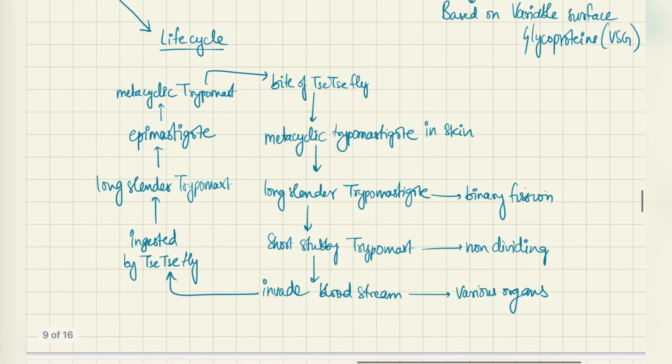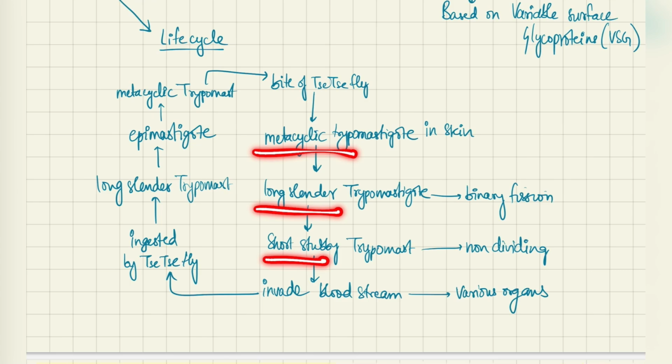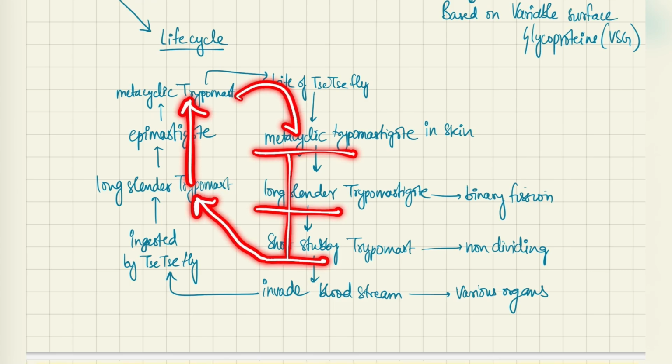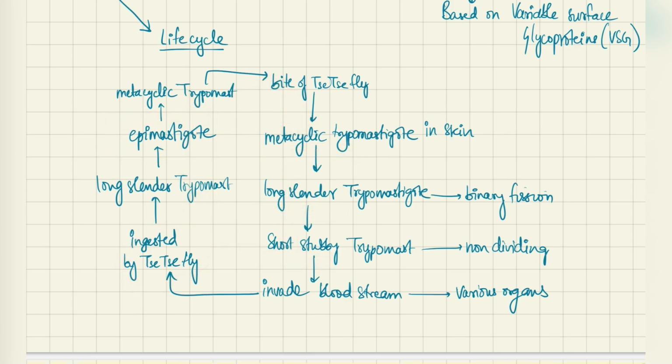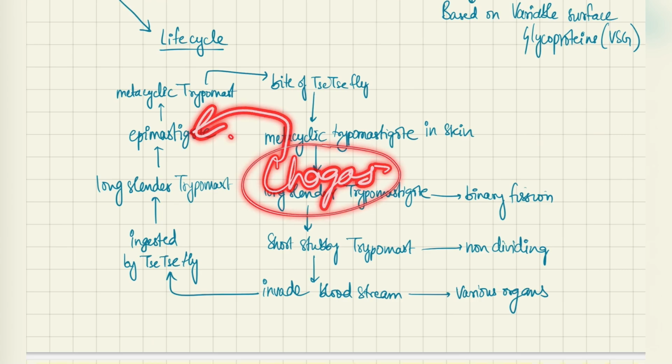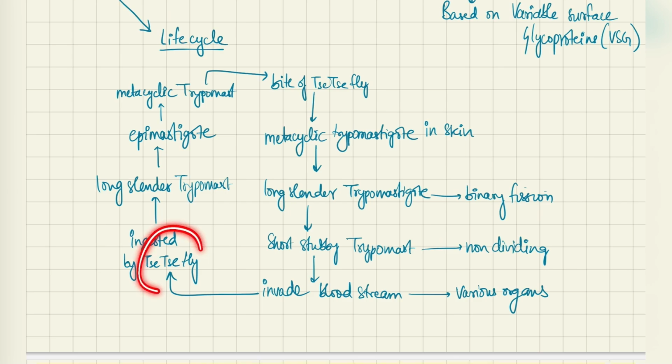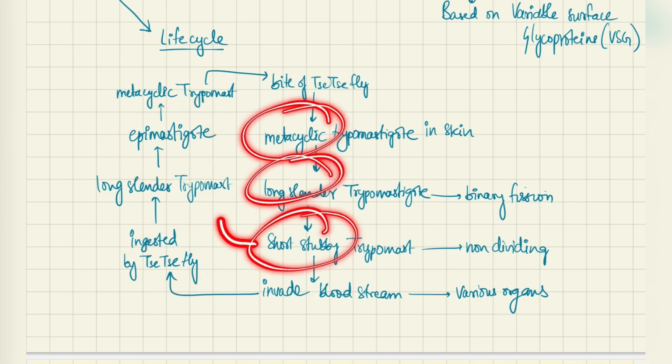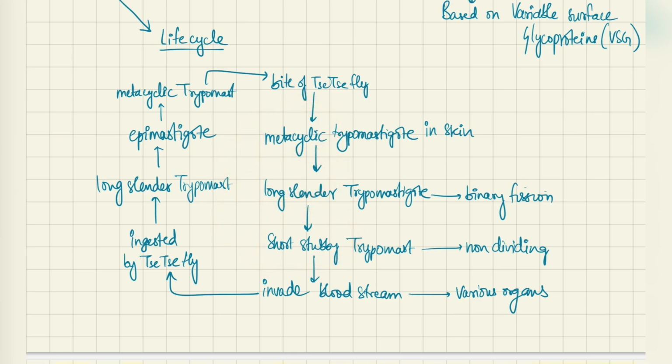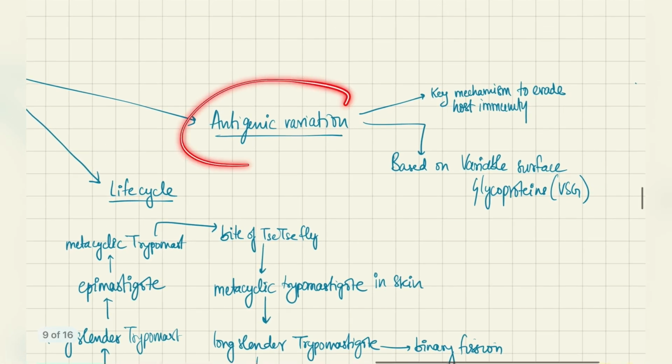It's a little confusing, but the main thing you can see here is we're just rotating among the metacyclic, then long slender, then short stubby, and then reverse: long slender, metacyclic. It's just like a cycle. The only addition is the epimastigote form in the fly, which we also got in Chagas disease, if you remember. The epimastigote form was only in the vector, the reduviid bug. Similarly, in the fly, we get the epimastigote form. Otherwise, it's just metacyclic, long slender, short stubby, again long slender, again metacyclic. That's it. Easy life cycle.